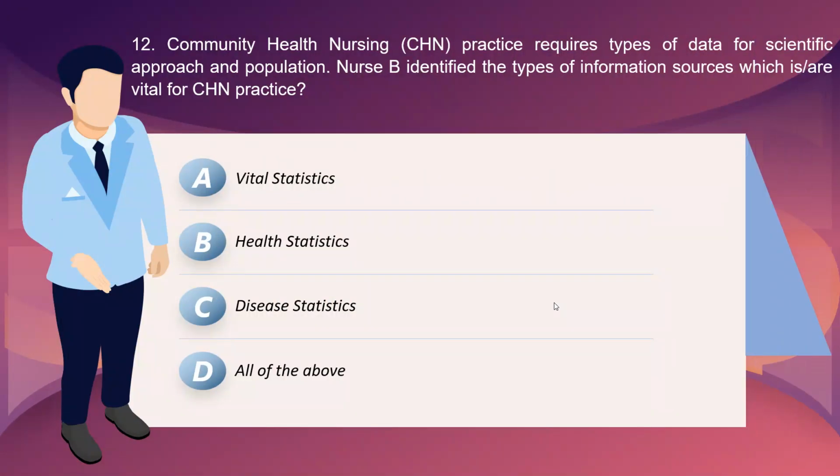Let's now have number 12. Community health nursing, or CHN, practice requires types of data for a scientific approach and population. Nurse B identifies the types of information sources which are vital for CHN practice. Is it vital statistics, health statistics, disease statistics, or all of the above?